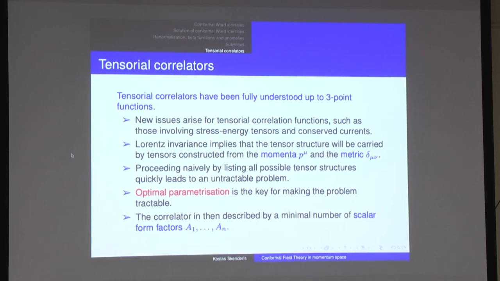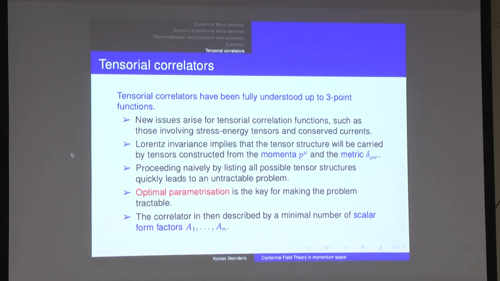People write things in terms of form factors. And for low dimension operators, it's fairly easy to do. You just write down all possibilities and then you work out the implications. But the more indices you have, the more difficult the problem becomes.